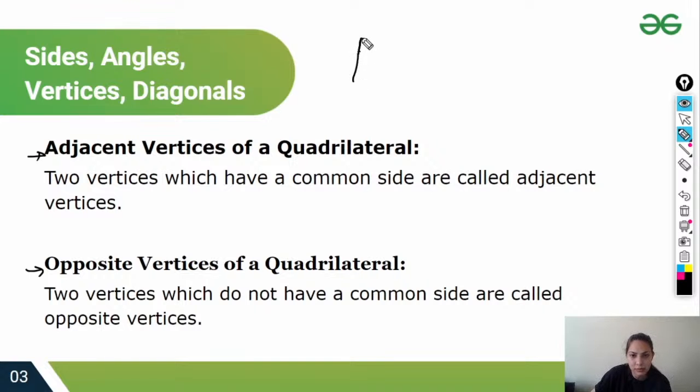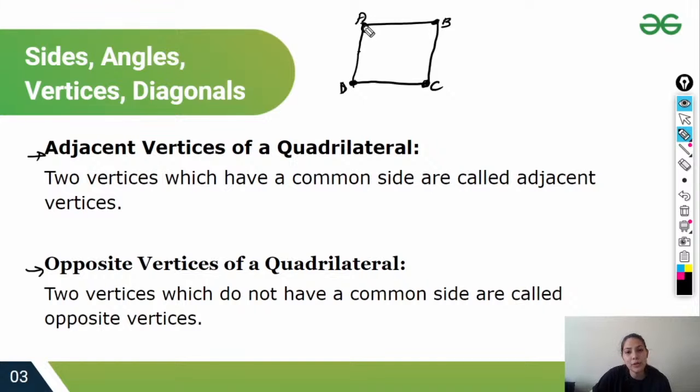Again, let me draw it. Now, two vertices which have a common arm. So, ye dono adjacent vertices hai, ye dono adjacent vertices hai, ye dono adjacent hai aur ye dono adjacent hai. Simple. Opposite vertices similar to angles.